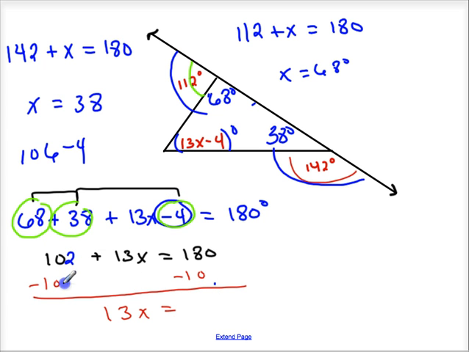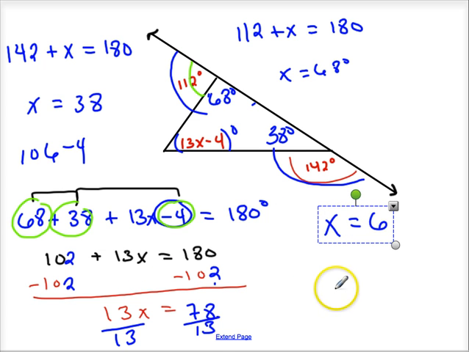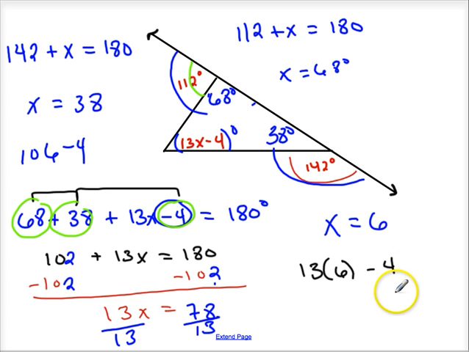So 180 minus 102, we should get an answer of 78. And now 78 divided by 13, x equals 6. If I want my final answer to be my angle, take one more step. Plug back in for x. 13 times 6 minus 4 is 74. 74 degrees.